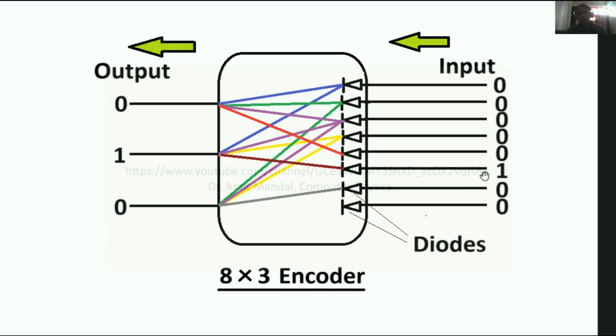Similarly, one more example. Suppose 1 comes to this diode, the third one from the bottom. It is connected only to the middle B. This is A, this is B, this is C. So B is connected, and 1 will go there. The rest of the two are not connected. So the code generated, the output, will be 0 1 0.